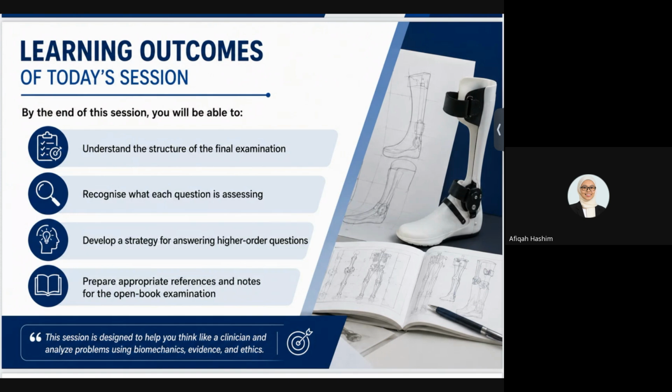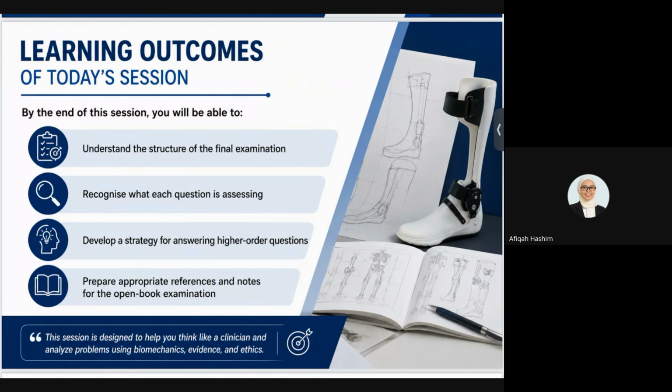All right. So another important goal is to help you develop a strategy for answering higher order questions. Not all questions are direct, and most of the questions in the exam are not simple recall questions. They require you to analyze a patient, apply biomechanics, justify your decision, compare different options, and sometimes even design an experiment. Okay, design an experiment. This is one of the important things in the final exam. So we'll talk about how to approach this type of question step by step.